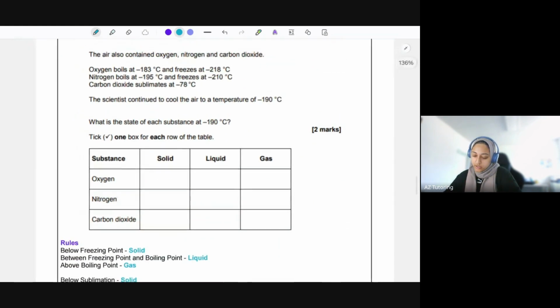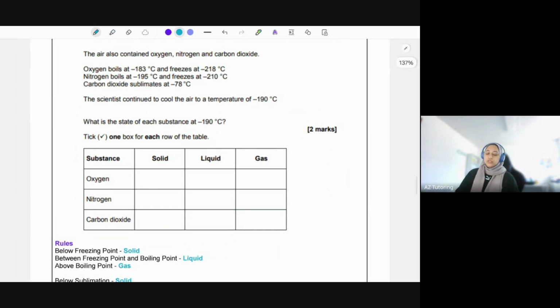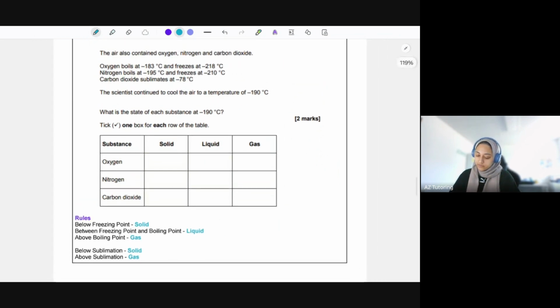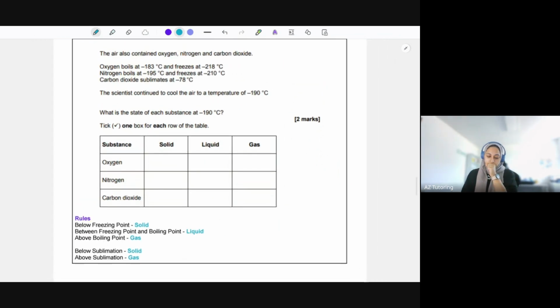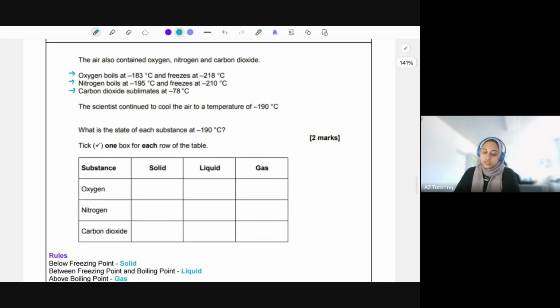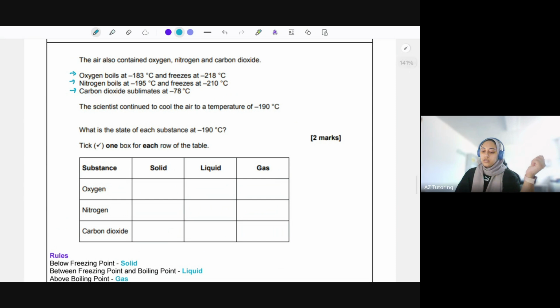Okay, moving on. There's quite a common question. So there's a few rules that I want you to remember with these ones. So let's have a look. So the air also contained oxygen, nitrogen, and carbon dioxide. We've got some facts here. So oxygen boils at so-and-so and freezes at so-and-so, nitrogen and carbon dioxide. So they've told you certain things that happen with certain temperatures.